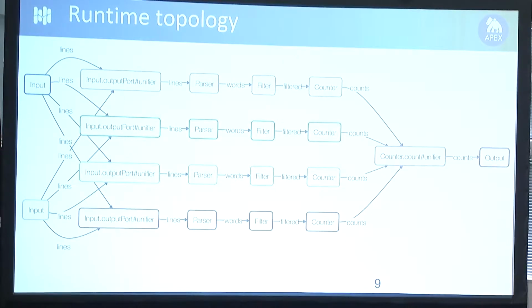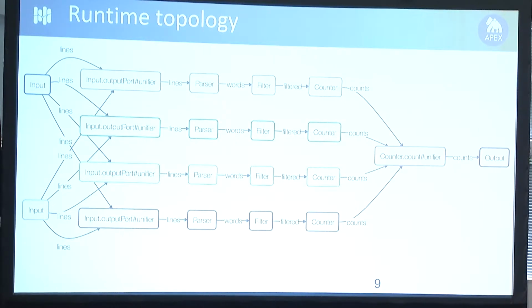So there are two inputs because there are two partitions for the topic on the Kafka side. So two partitions dynamically got created for the input operator. We specified that the parser has 4 partitions. So we have four parser partitions, and it's m by n, right? Because Kafka had 2 and parser has 4. So the 4 unifiers got inserted.